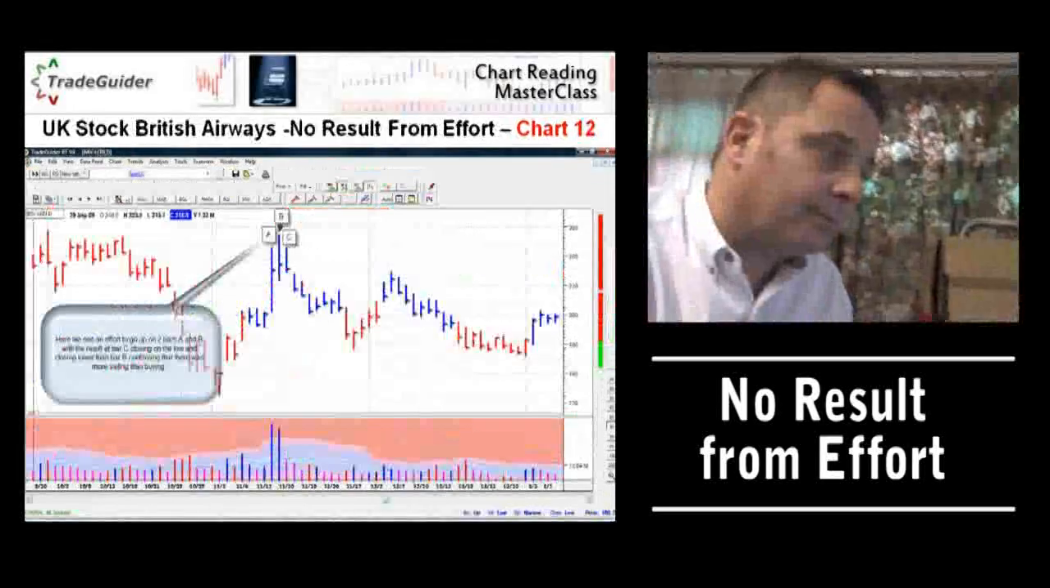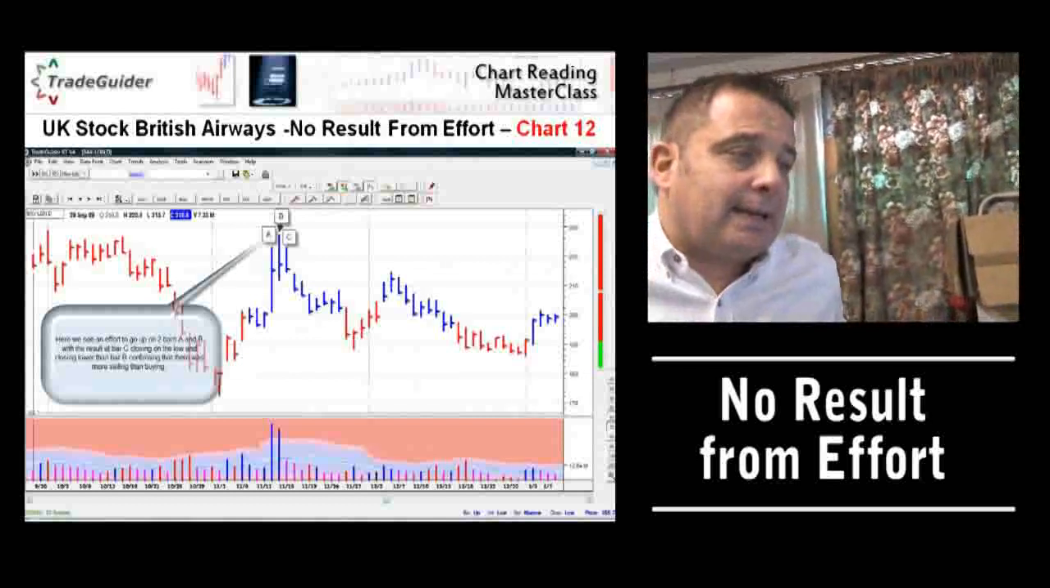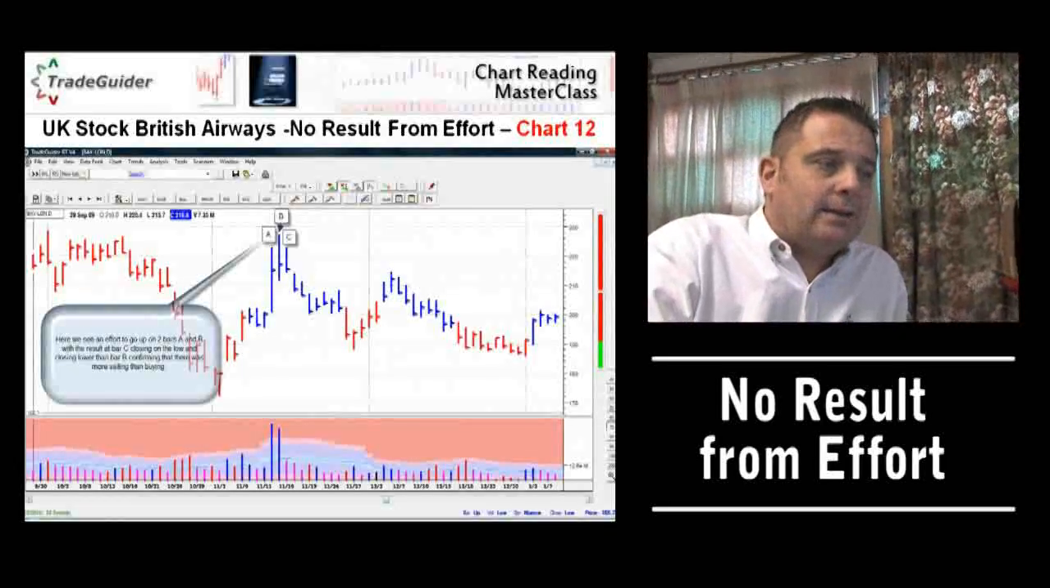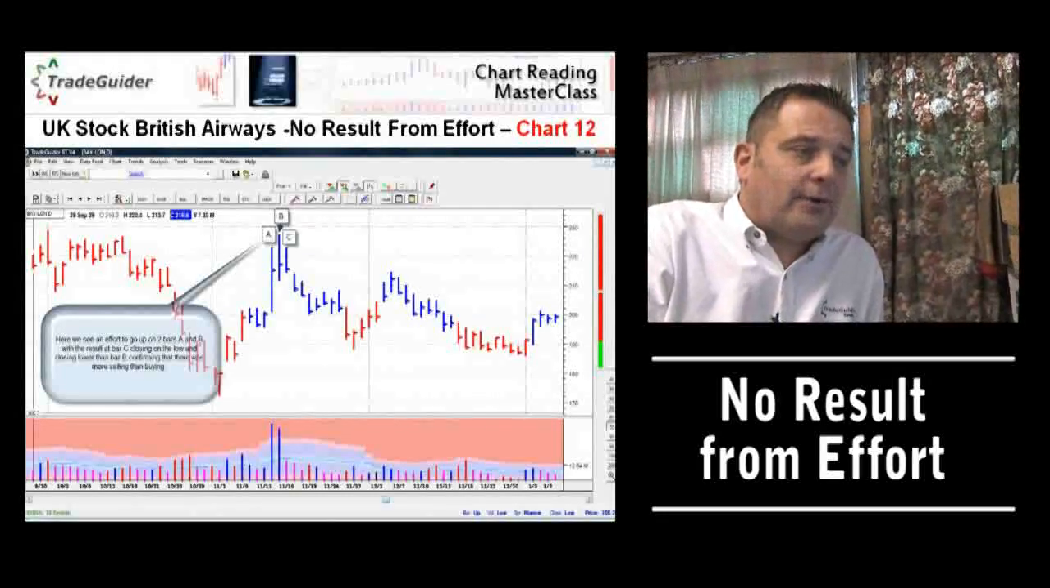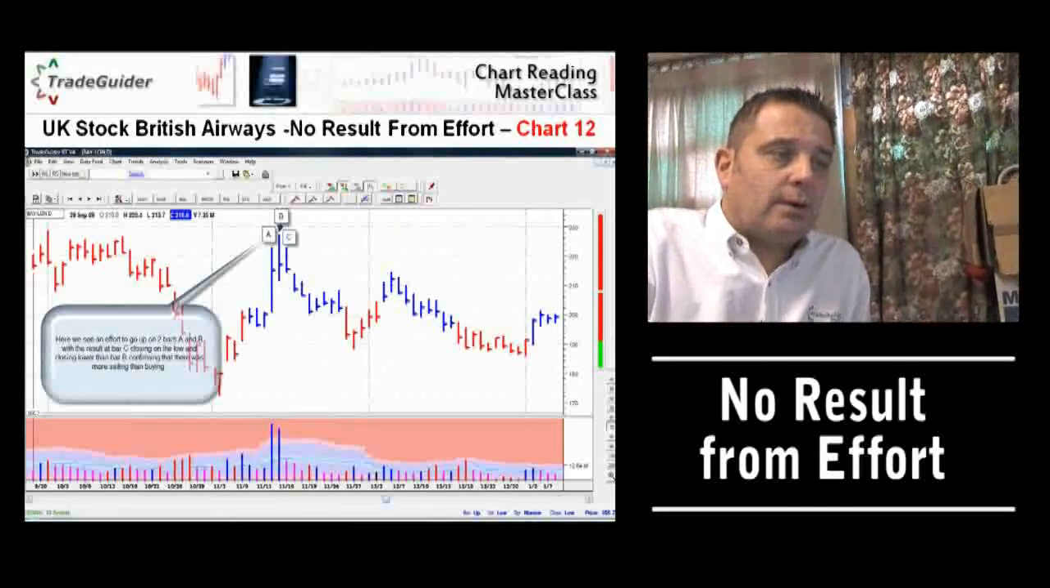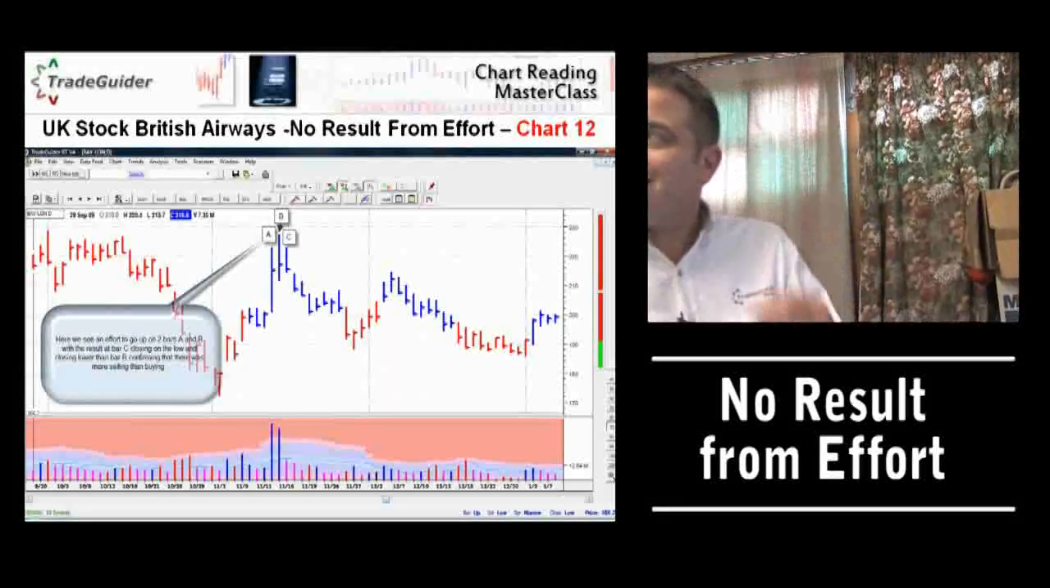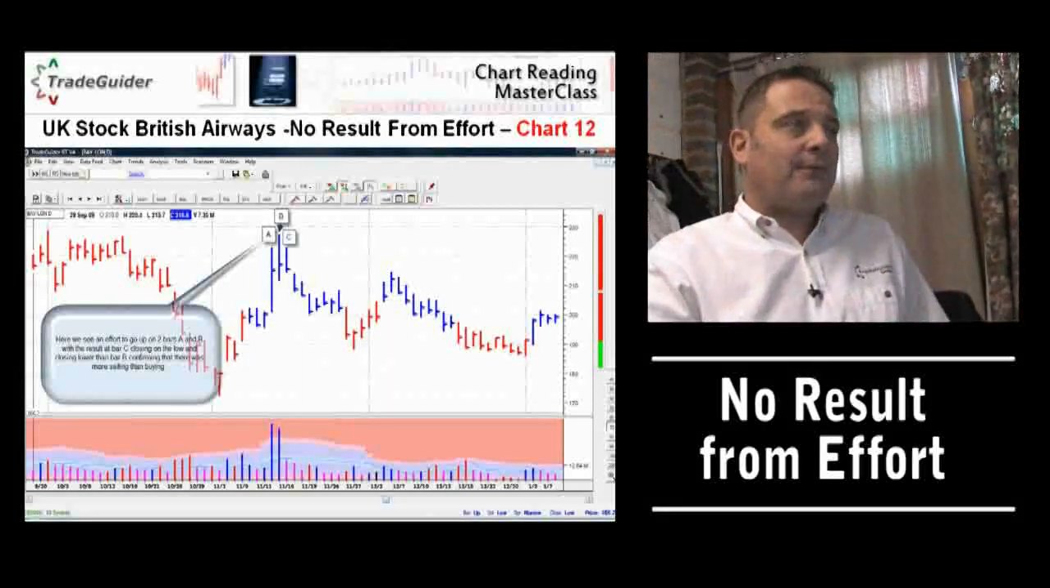Okay. So this is another one that you picked out of a UK stock, which is again a good example here of no effort to rise from a big result. It's British Airways, which is currently in the news, of course, for strikes and losing money. Do you want to talk us through that one, Philip?